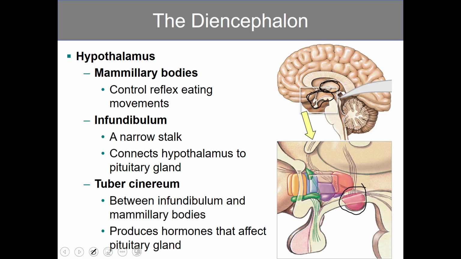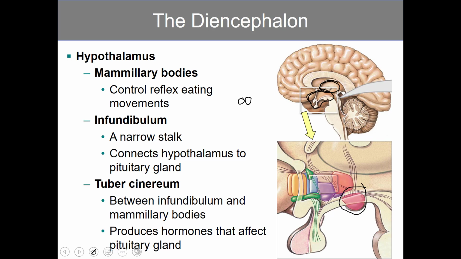If you look at the brain from an inferior perspective, the mammillary bodies look like two small mounds. Early anatomists, being primarily men, thought they looked like breasts, so they called them mammillary bodies. The role of the mammillary bodies is two parts. One, it plays a role in memory. Damage or any type of trauma to the mammillary bodies would definitely affect one's memory. It's not the only part of the brain associated with memory, but it does play a role. Also, it controls reflexive eating movements.